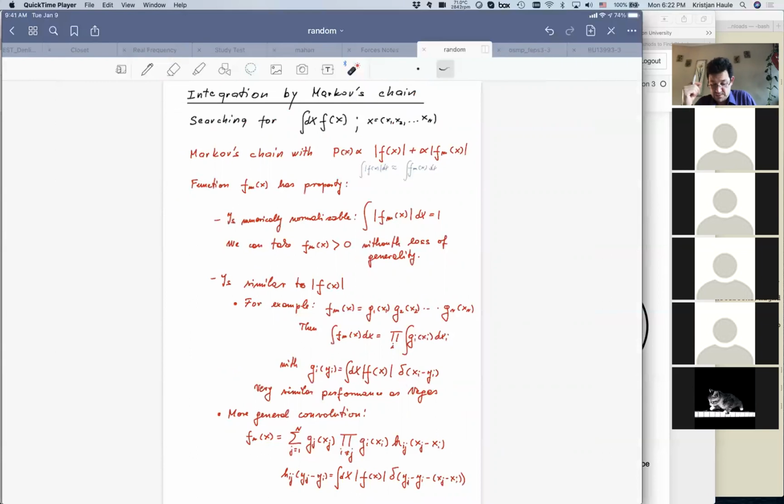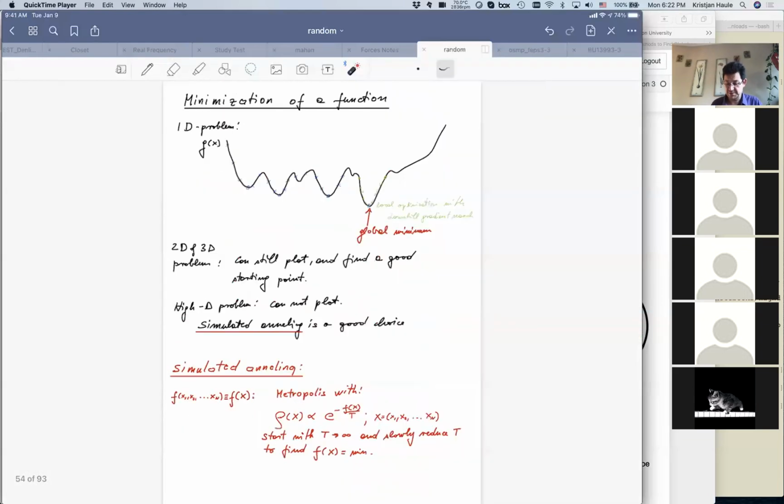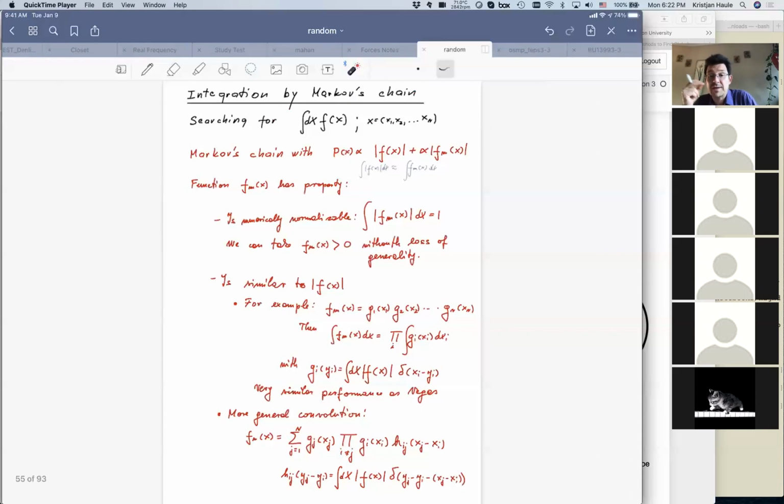Okay, so I don't plan to go further into these details on integration by Markov chain. I now plan to go to this minimization of a function by simulated annealing. But before that, I want to ask you if anybody has any question on that chapter. Is there any question? Or is this so obvious or it's so hard? Any question?